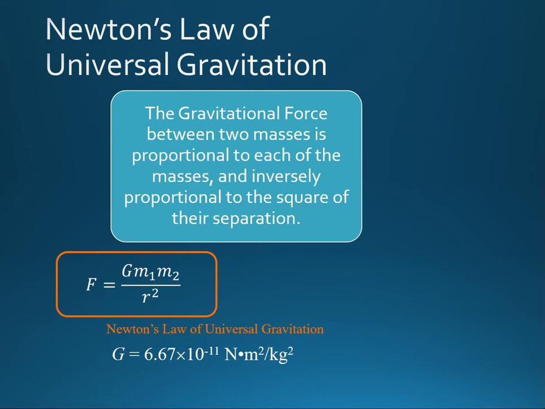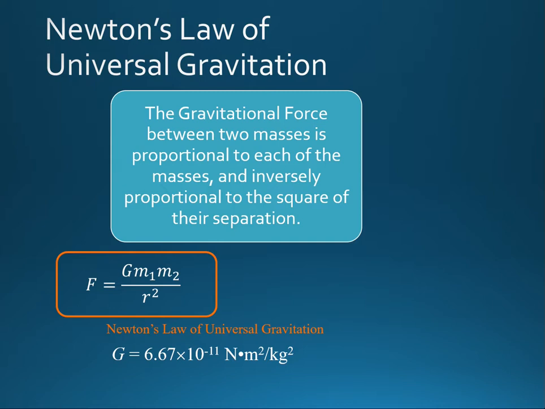Newton's law of universal gravitation states that the gravitational force between two masses is proportional to each of the masses and inversely proportional to the square of their separation. What that means when we say that something is proportional to the two masses, essentially it means that we're multiplying them together, which you can see here in the equation underneath, that mass 1 and mass 2 are being multiplied together. And inversely proportional just means we're dividing by something to the square of their separation. So we're squaring the amount of distance between the two objects.